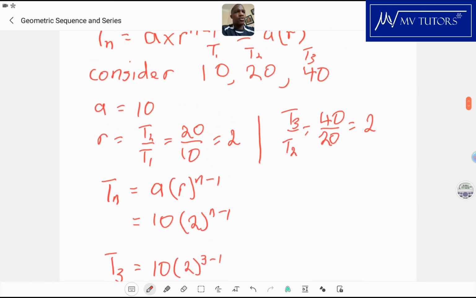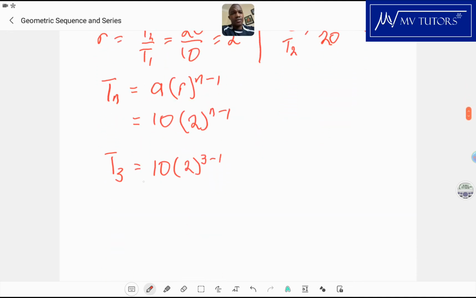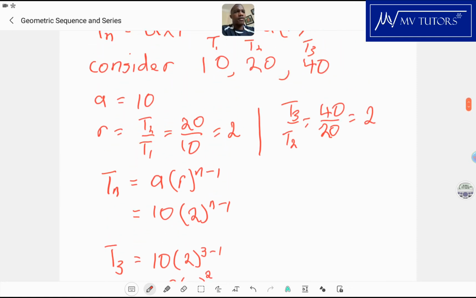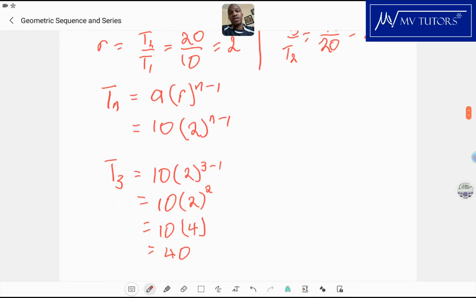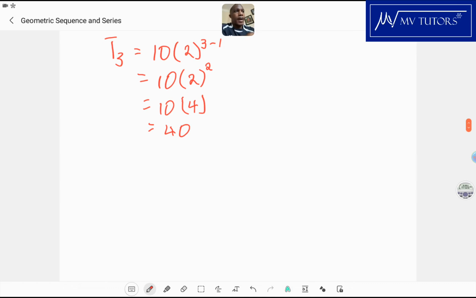Okay, we already know term 3 is 40, but I just want to confirm that it is 40. So we'll have eventually 10, 2 to the power 3 minus 1 is 2, which equals 10, 2 to the power 2 is 4, and eventually we get our 40. So confirmed, the formula is indeed correct. So that's a bit of theory about that.